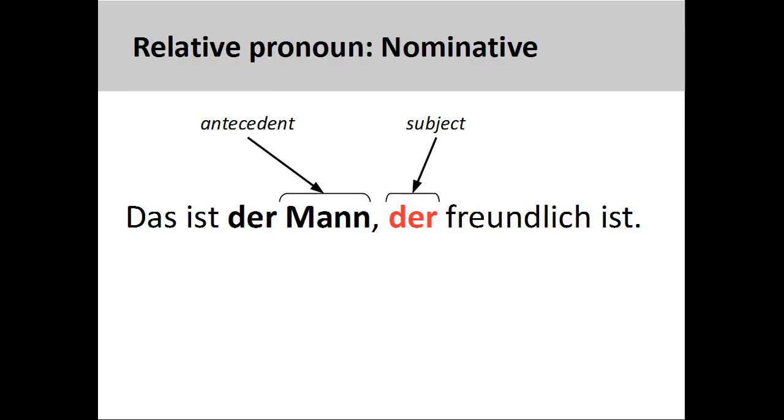In the sentence here, das ist der Mann, der freundlich ist, that is the man who is friendly, the masculine singular relative pronoun der is in the nominative case as it acts as the subject of the relative clause and provides us more information about personal characteristics of the antecedent. You'll recall from prior presentations that when the main verb of a sentence is sein, to be, you will use the nominative for both the subject and any predicate elements.